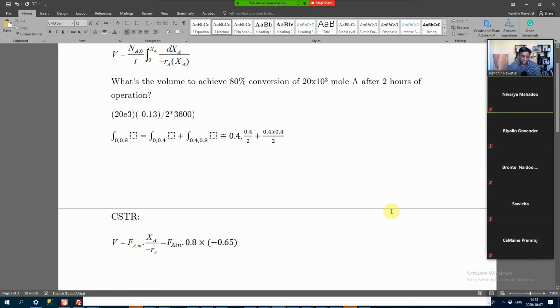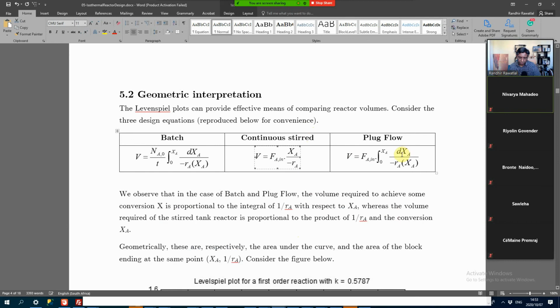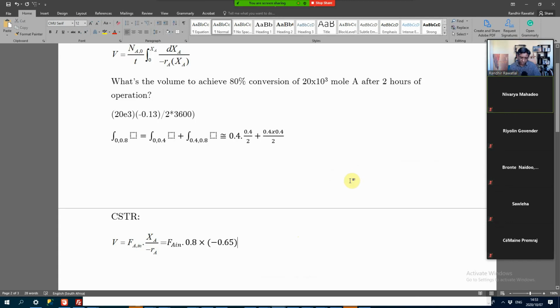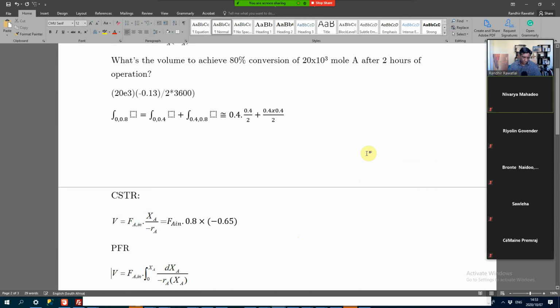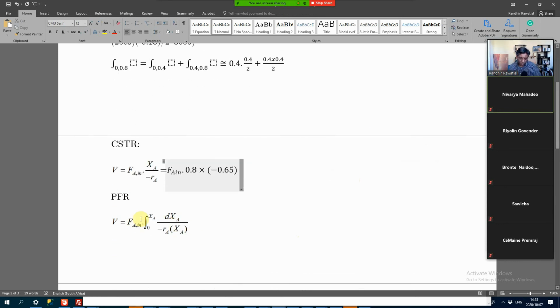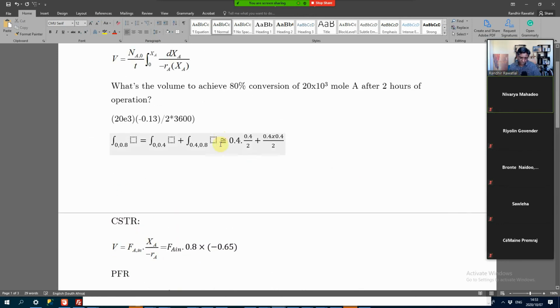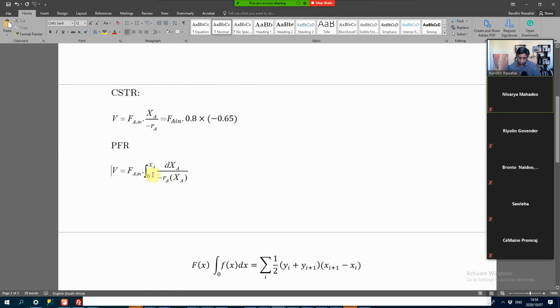That's the CSTR, and then of course for the PFR we have a very similar thing to the batch case. So for the PFR, you already have this integral. You've estimated it here. And then in this case, it's the molar flow rate. So the molar flow rate times that integral is going to give us the volume, the required volume for that PFR. Okay, so that's how you estimate the volumes in this case. Any questions or comments there?